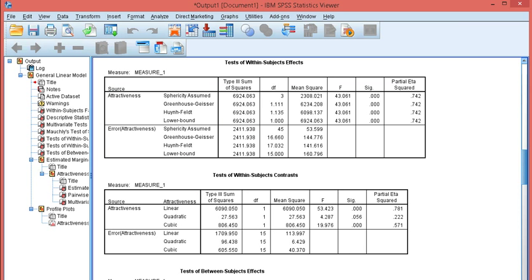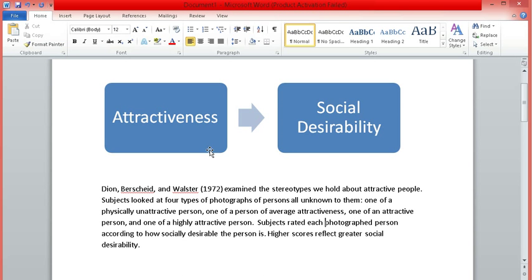So when you reject that, this provides some evidence that attractiveness has some impact on social desirability, and that there is a significant difference in the variance in social desirability across the different levels of attractiveness. Okay.